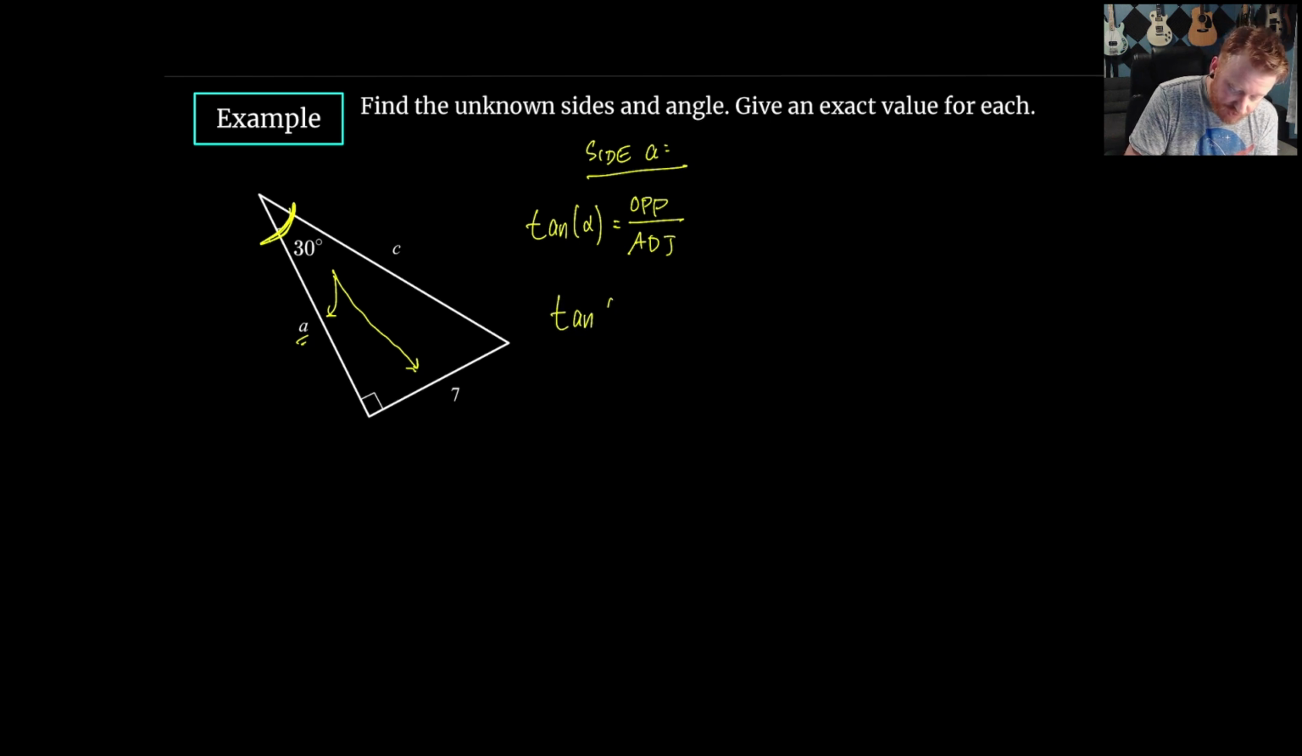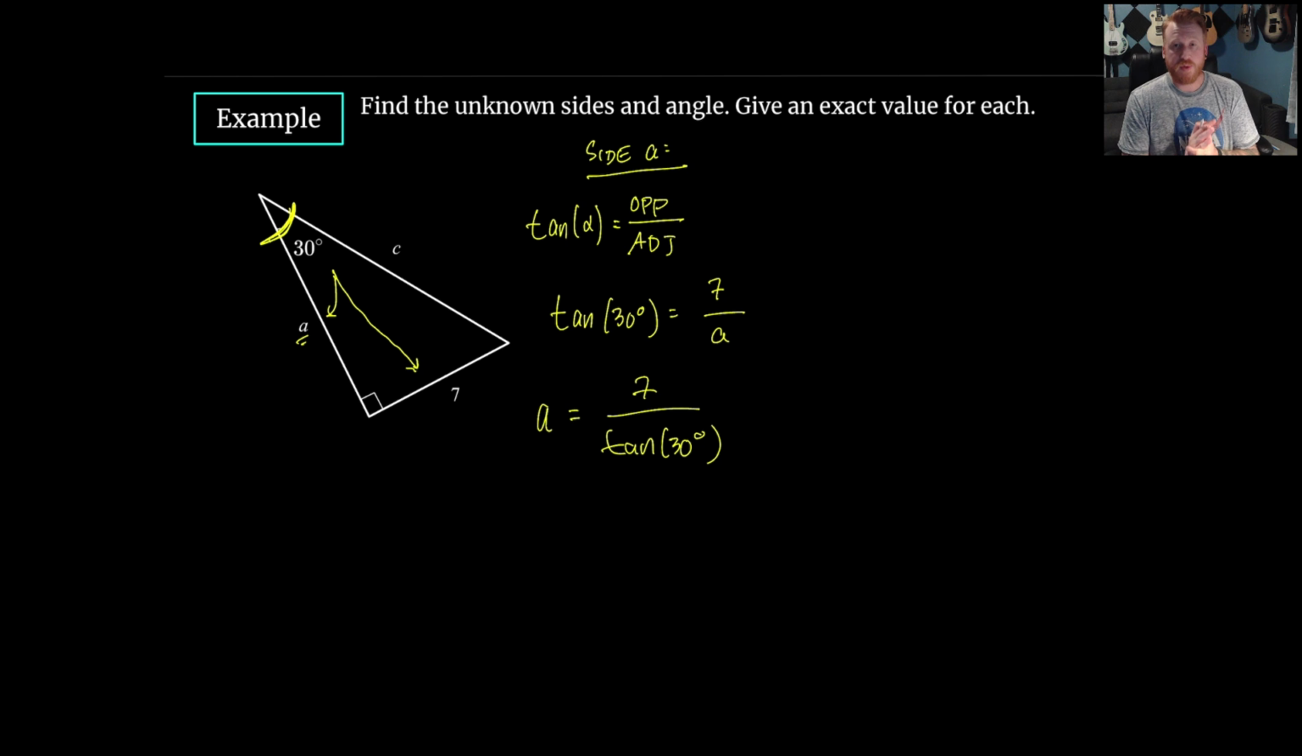What we have here is that the tangent of 30 degrees is equal to the opposite side, which is 7, over the adjacent side, which is what we're trying to solve for. From here, we can do a little bit of algebra, multiply both sides by a and divide by tangent of 30, and we'll get that a is equal to 7 divided by the tangent of 30 degrees.